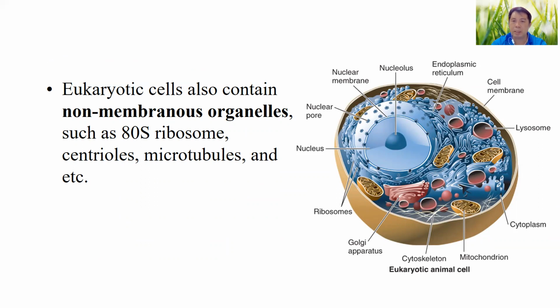For example, mitochondria produce energy, the ATP. So the ATP can supply the energy for other cellular activity in the different organelles as well. Eukaryotic cells also contain non-membranous organelles, such as ribosome, centriole, and microtubules. So these are non-membranous organelles.